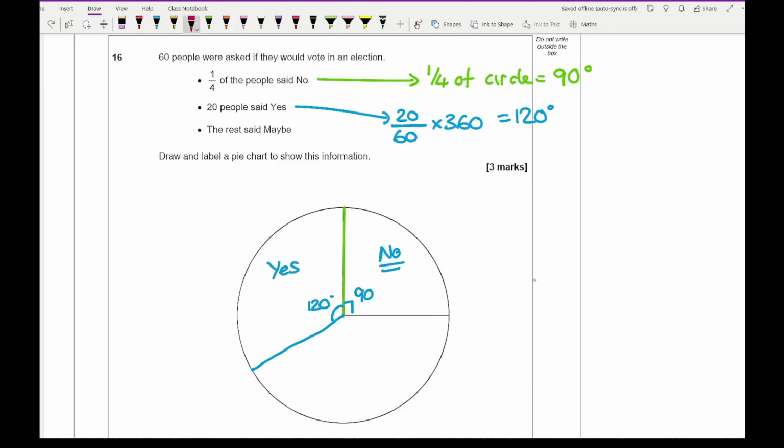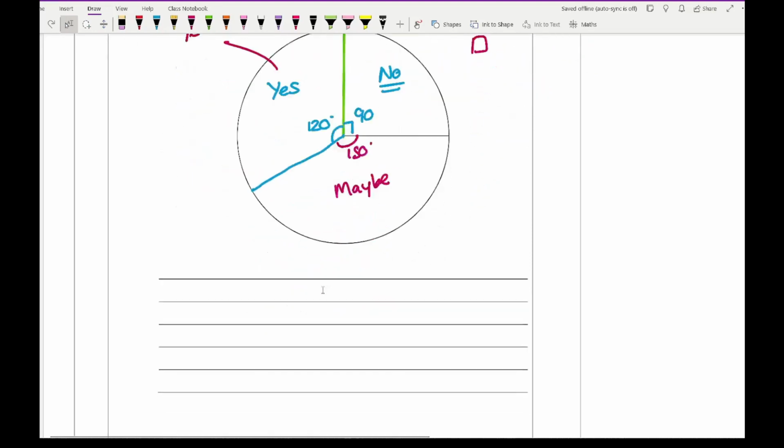And if you want to check to make sure this is correct, if you measure this angle, that should be 150, and that is going to be maybe. Alternatively, what you could do is use a key, or you could shade in the areas. You can also label outside, for example you could have yes and have a line going through to each section. But it's entirely up to you. You need to make sure the angles are correct and accurate, and that you've labelled each of the sections either with a key or by just good old-fashioned labelling.